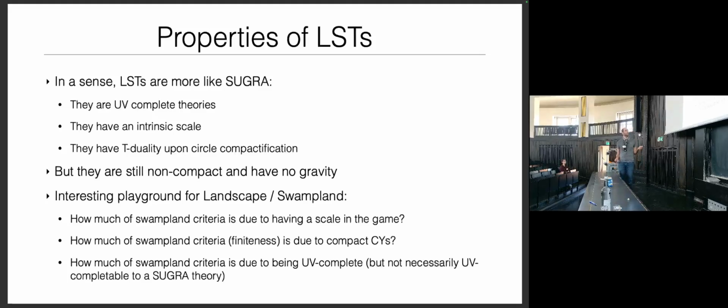So in some sense, they provide an interesting playground to study the landscape or the swampland. You might ask, how much of the swampland is actually due to having a scale in the game? Typically, the scale is the Planck mass. In this case, we have a different scale. You could ask mathematically, how much of all these finiteness constraints that we see in the swampland is actually due to just having a compact Calabi-Yau, because in this case, we now have a non-compact Calabi-Yau. And you might ask how much of the swampland is due to being UV completable. Typically, you UV complete into gravity, but in this case, you UV complete into something else. So understanding the landscape here, and the conditions that you have from a bottom-up field theory perspective on LSTs versus a geometric construction, motivated us to look into this.